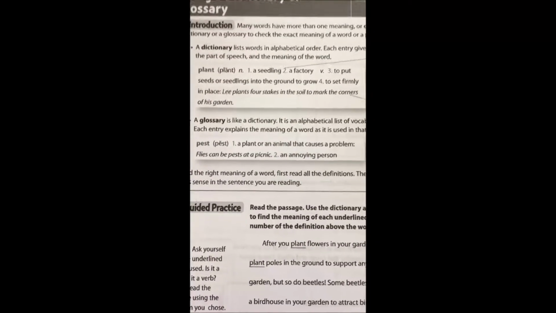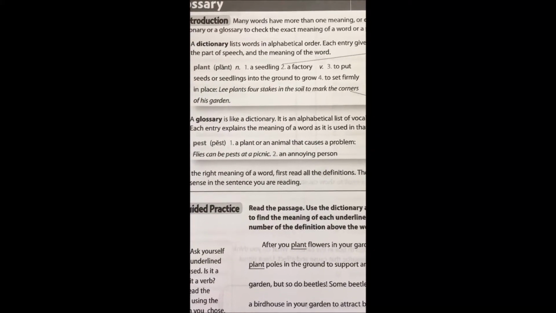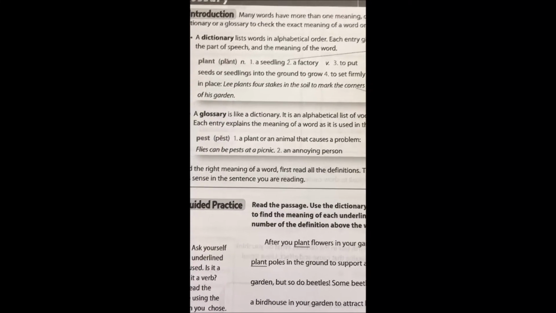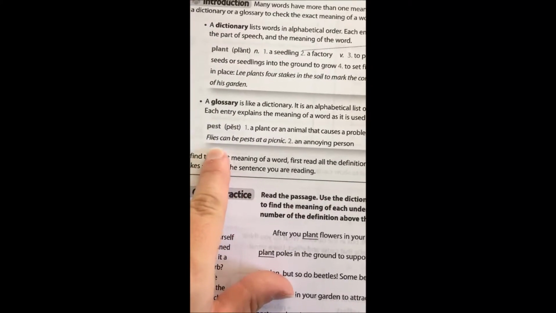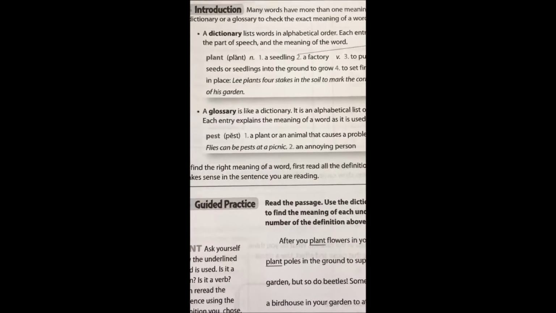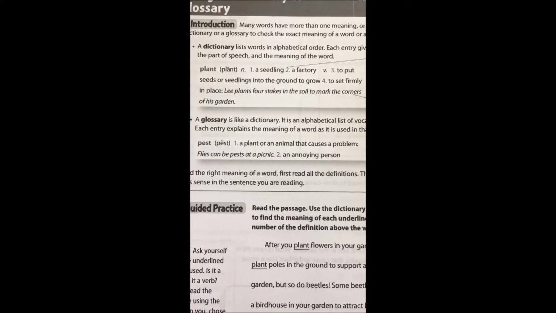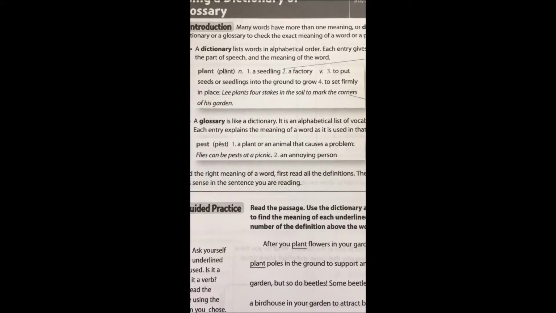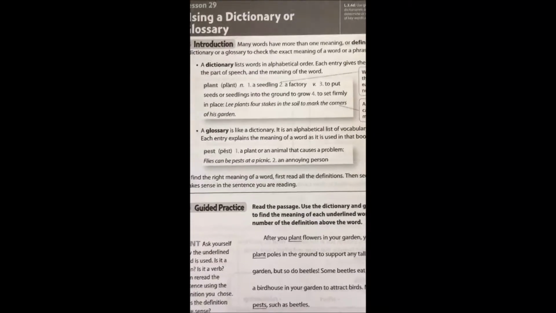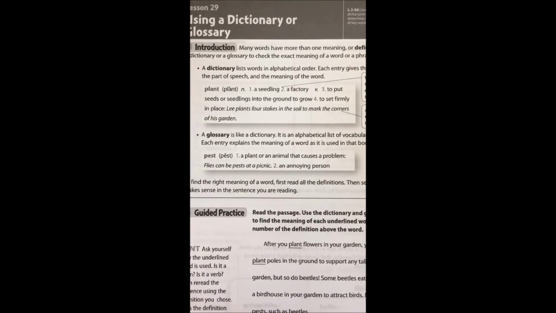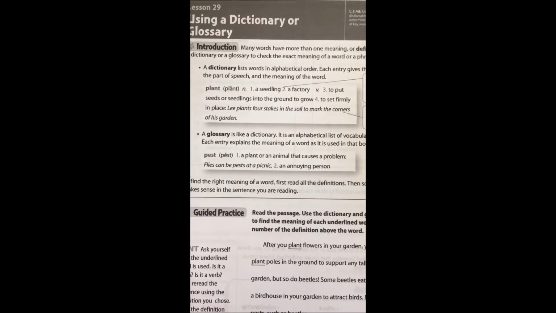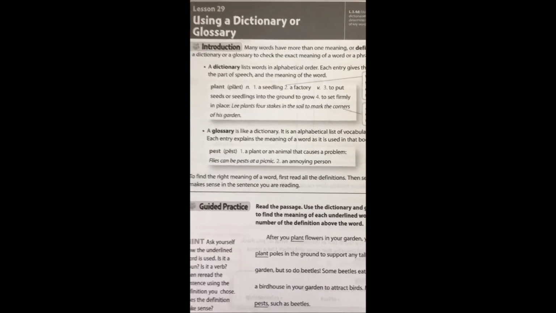Now, what is a pest? One definition is a plant or an animal that causes a problem. And then right here, they have that sample sentence. Flies can be pests at a picnic. The other meaning could be an annoying person, okay? So those are our definitions. And see how the glossary entry looks a lot like the dictionary? It doesn't have as much information because it's just showing how the word is used in that book, okay?